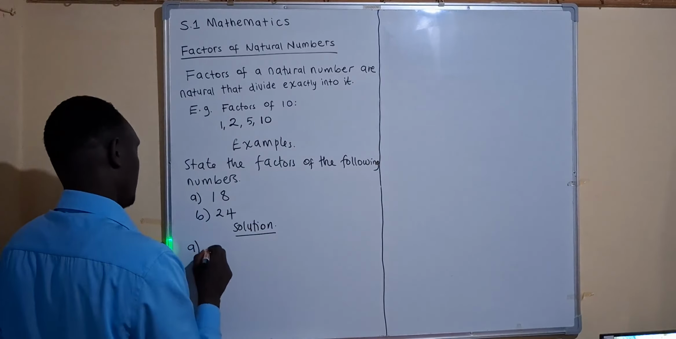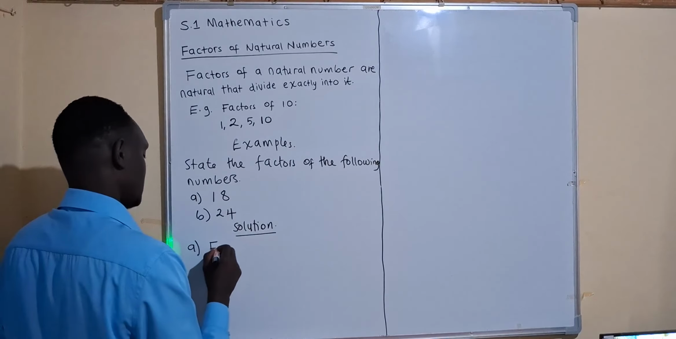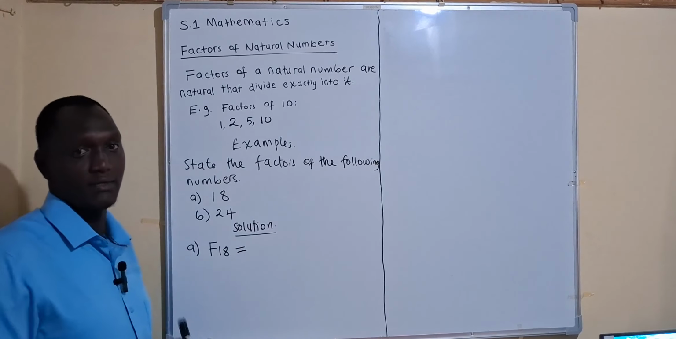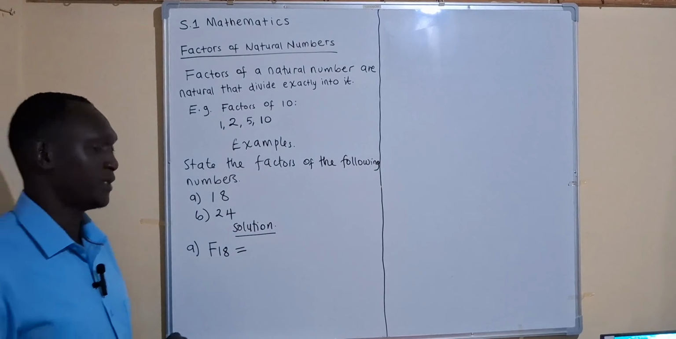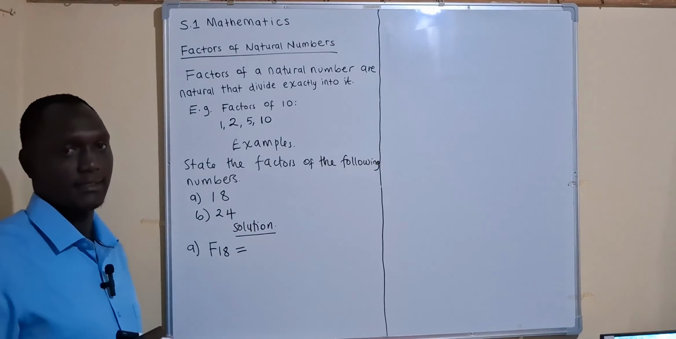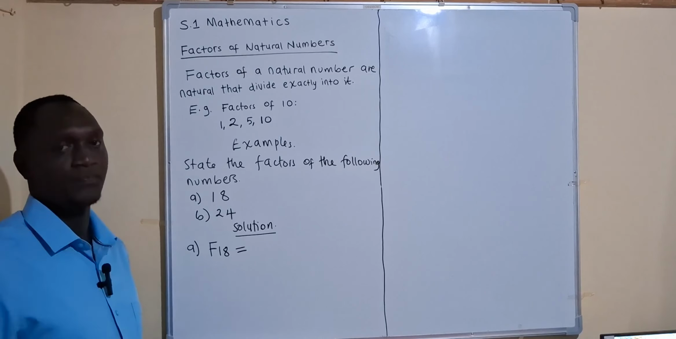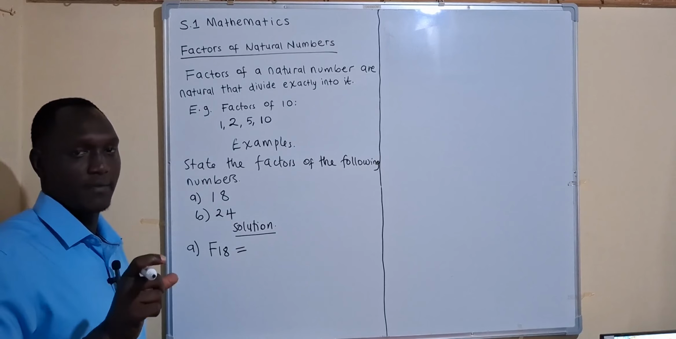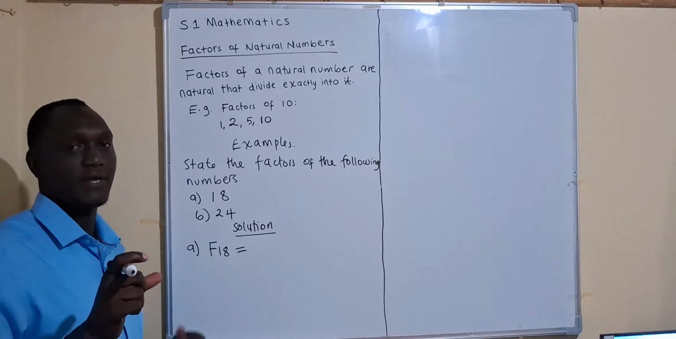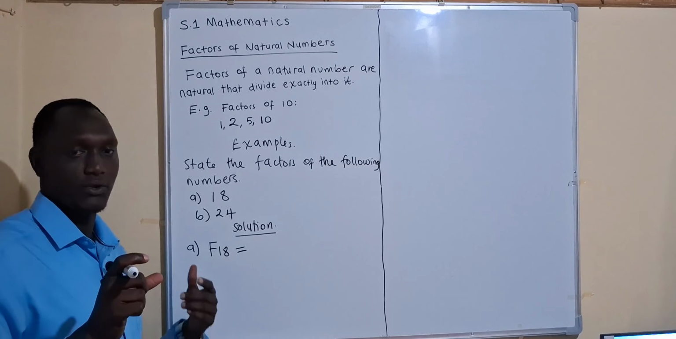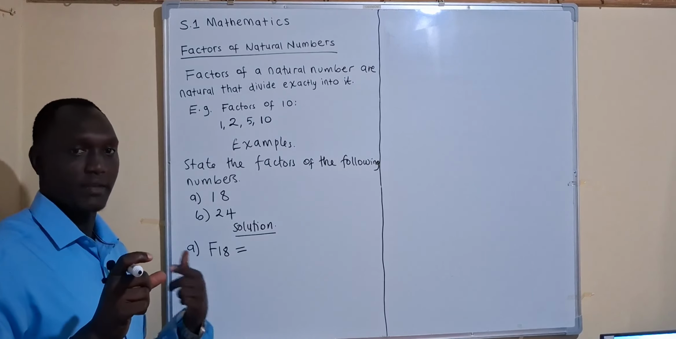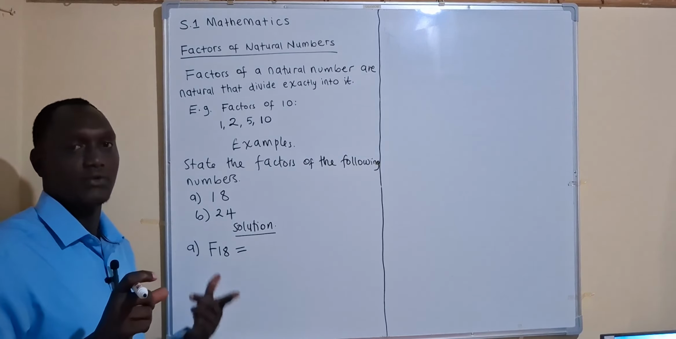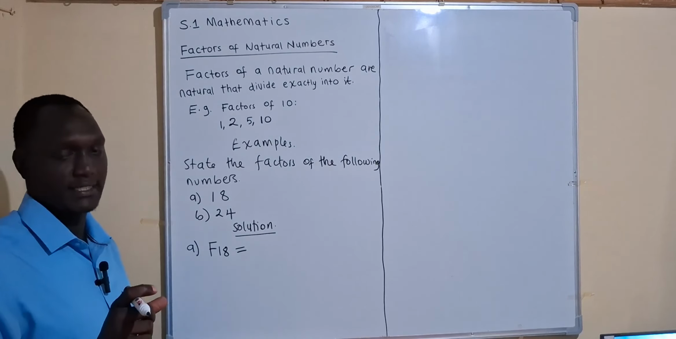Part A. We shall say factors of 18. That is a short way of representing factors of 18. Now, we shall start from 1 up to 18. In that interval, we shall look for numbers that divide 18 and there is no remainder, or the remainder is 0. Those are the numbers that we shall take and consider as factors of 18.